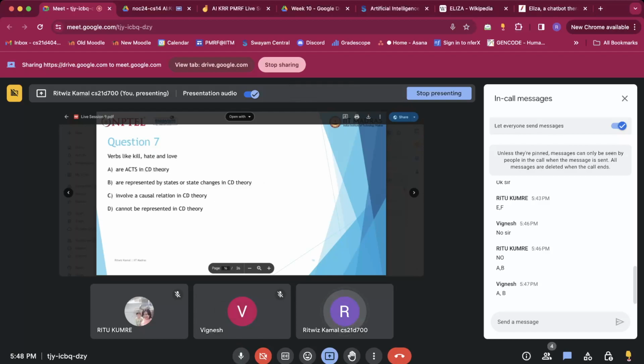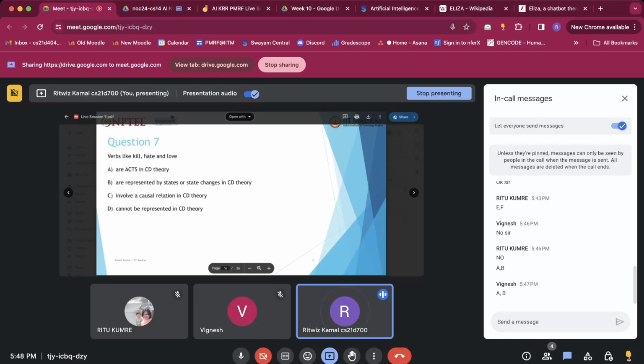Okay, so we have a couple of answers in the chat box and let's go over the options one by one again. Like we discussed in one of the earlier questions, these verbs like love and hate and kill, these are not really actions in the CD theory. These are rather states or state changes, right? So option A in that case would be incorrect and option B will be correct.